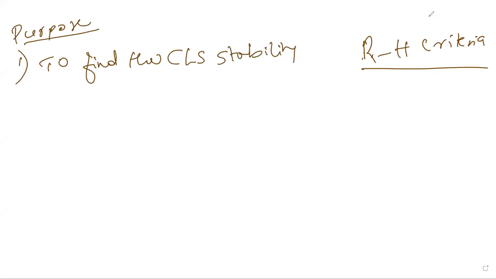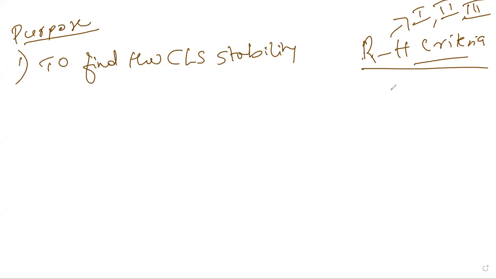Closed loop system stability. In RH criteria, we discussed case 1, case 2, and case 3, and we have solved a lot of models, right? To find the stability of the system, or to find the range of stability, or to find the frequency of oscillations. So we have solved a lot of models while discussing the Routh-Hurwitz criteria, right?